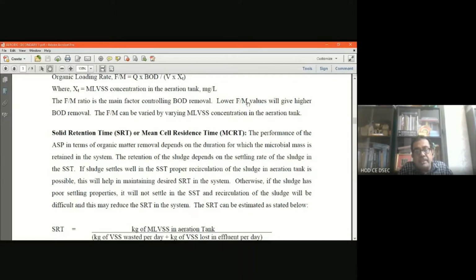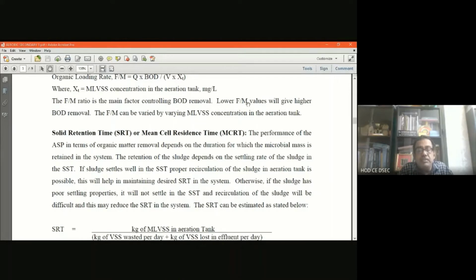What is solid retention time? It denotes the duration for which the microbial mass is retained in the system. That means the more time it is retained in the system, the more effective the removal process will be. So if SRT is more, the retention time of the biomass in the tank is more, so definitely it will affect the removal efficiency. More SRT means the removal efficiency will be more.